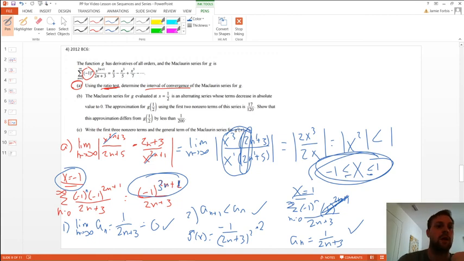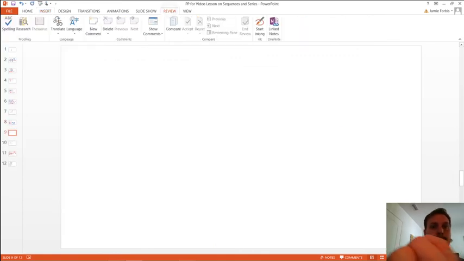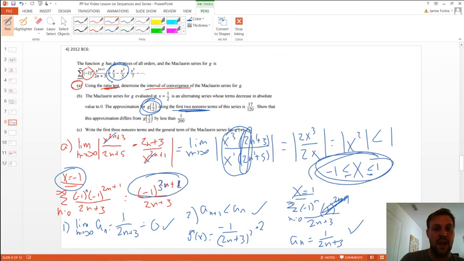Okay? All right. I ran out of room doing part A, so we're going to just go on to the next slide to do part B. It says the Maclaurin series for G evaluated at x equals 1/2 is an alternating series whose terms decrease in absolute value to 0. So we're not given G explicitly, but it's telling us that the approximation for G of 1/2 using the first two non-zero terms, which are these two terms right there, x and x cubed, if I plug in 1/2 for x, they're telling me right now that it's 17 over 120. Show that the approximation differs from the actual value by less than 1 over 200.